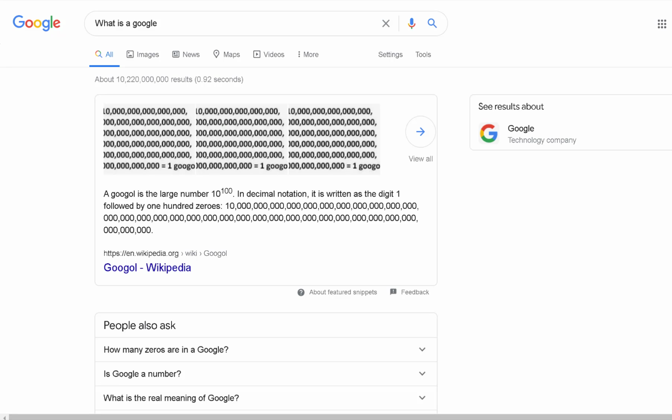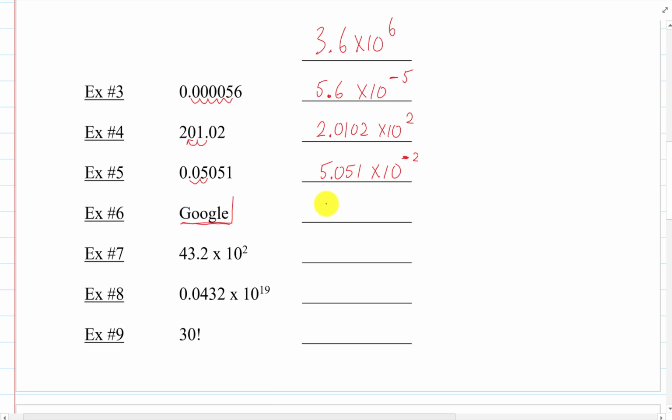It's 10 to the 100. Okay? And in decimal notation, it is written by 1 followed by 100 zeros. There it is. It's written for you. That's a lot of zeros. We definitely don't want to write that down. So how do we write that down in scientific notation? It is 1 times 10 to the 100. Not so good, not so great, that's good.